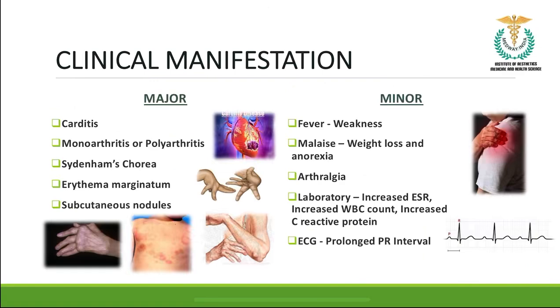Coming to the minor clinical manifestations. The first one is fever. The person will have a rheumatic fever, and because of the fever there can be weakness of the body. Second one is malaise, that is weight loss and anorexia. So we can see weight loss and anorexia in RHD patients, and arthralgia, that is joint pain. The patient or individual may complain of joint pains in RHD.